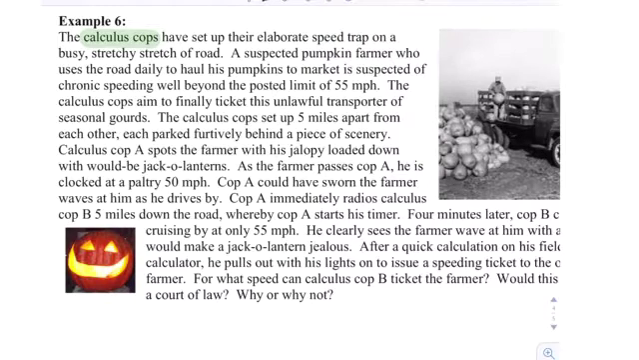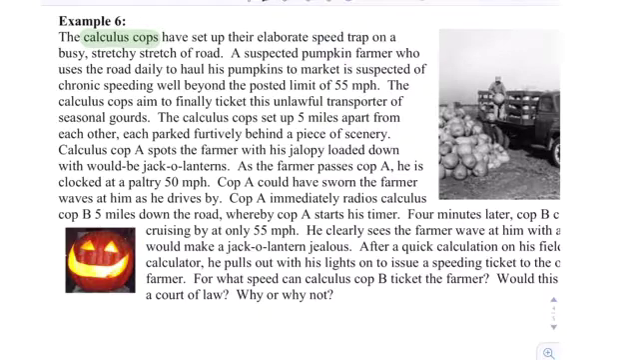Well, they set up 5 miles apart from each other, furtively, secretly parked behind a piece of scenery so as not to be seen. Calculus cop A spots the farmer with his jalopy loaded down with would-be jack-o'-lanterns. As the farmer passes cop A, he's clocked at a paltry 50 miles an hour, 5 miles per hour under the speed limit. That's what the radar gun said.